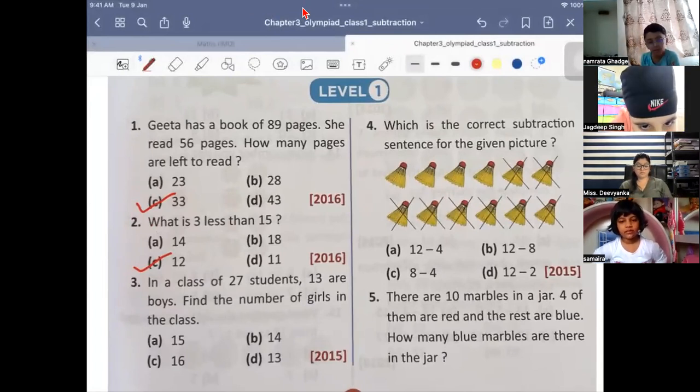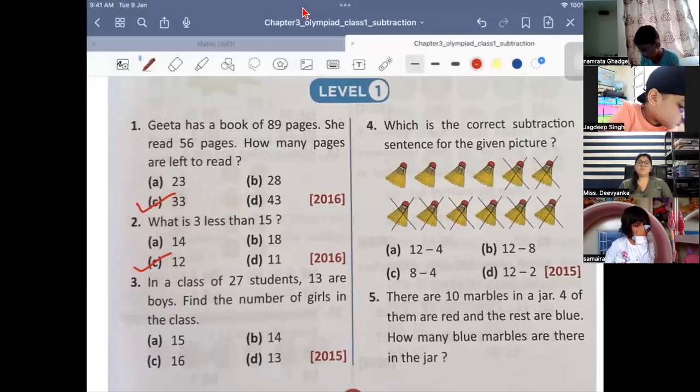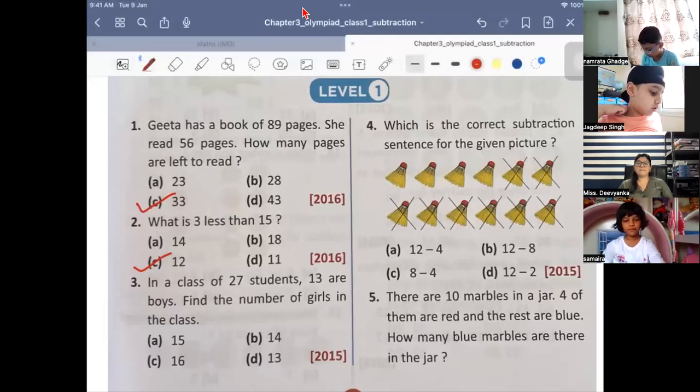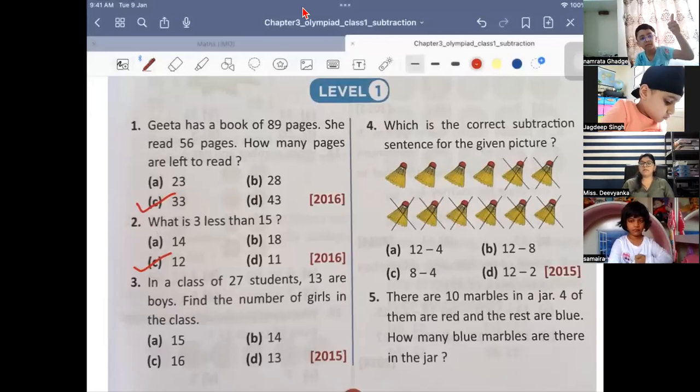Yes, ma'am. 13. 13. Good job. 1, 2, 3. What else? 4. No, one. Ma'am, 14. Okay, and what about others? Did you get the same answer, 14? Or is it anything different? Same? Okay.